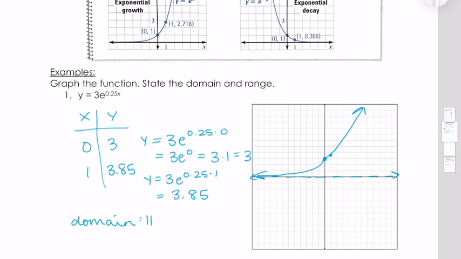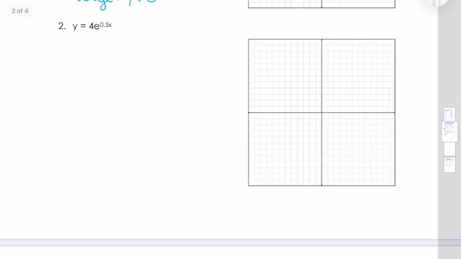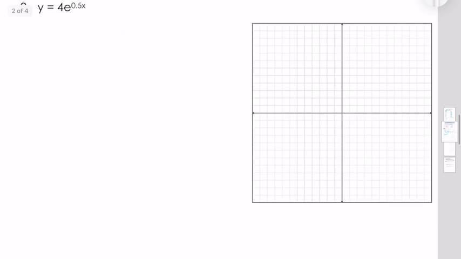Also, we need to state the domain and range. The domain is all real numbers, as per usual, and the range is y is greater than 0, because we did no shifting. Alrighty, on to the next one.